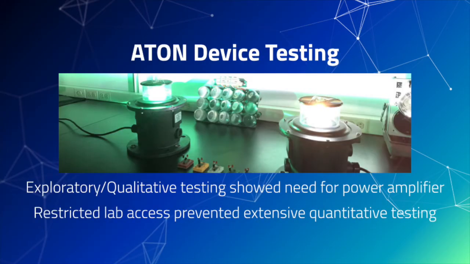Unfortunately, restricted lab access meant that we were able to conduct this quantitative testing and analysis on the Mark I circuit, but not the actual ATON devices. Testing of the range lights was more exploratory, revealing that the test setup required a power amplifier for those devices because of their current requirements. After adding the amplifier, the range lights demonstrated vulnerability to disturbances.